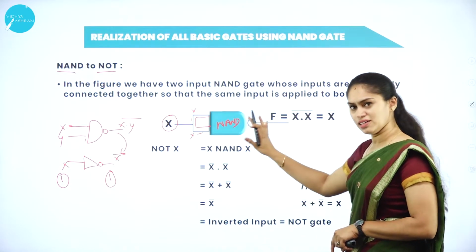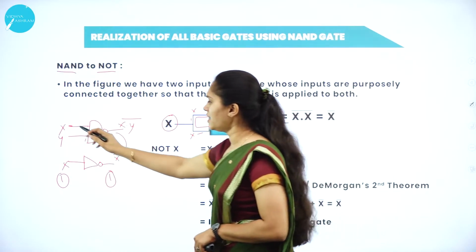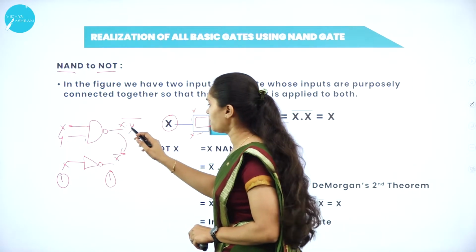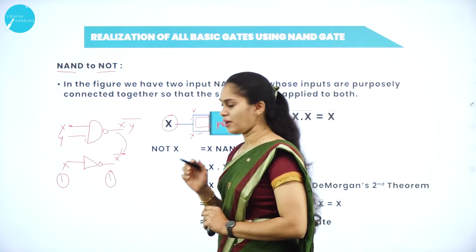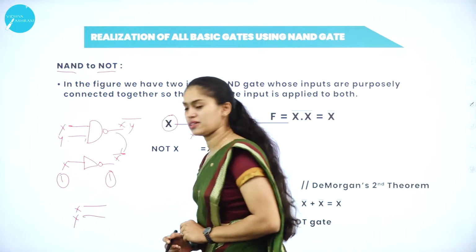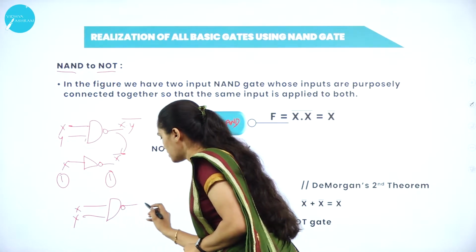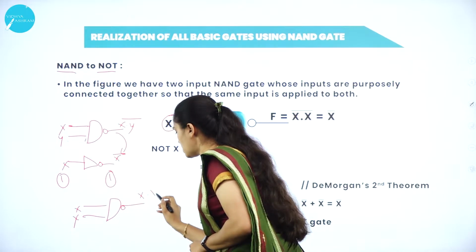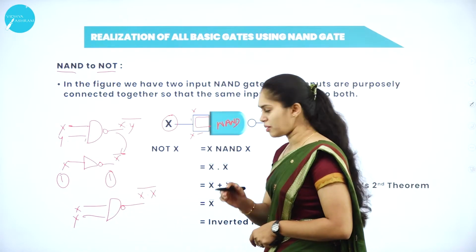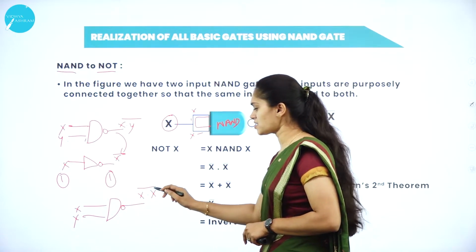So we have an inverter, it is a NAND gate. Then what will be the output? For example, here x and y are the input, the output will be x dot y whole bar. But here I am taking two inputs, that is x and x. Then what will be the output? It must be x dot x whole bar. Why? Because both of my inputs are x and x. So the output must be x dot x whole bar.